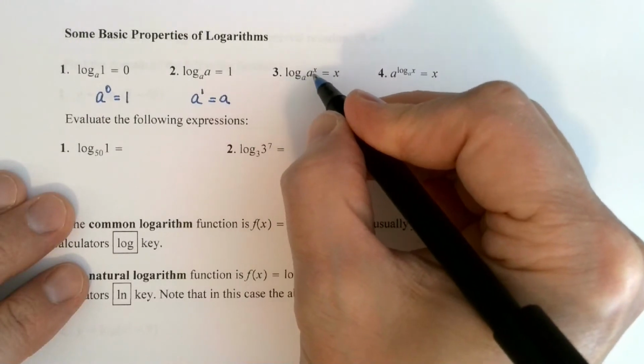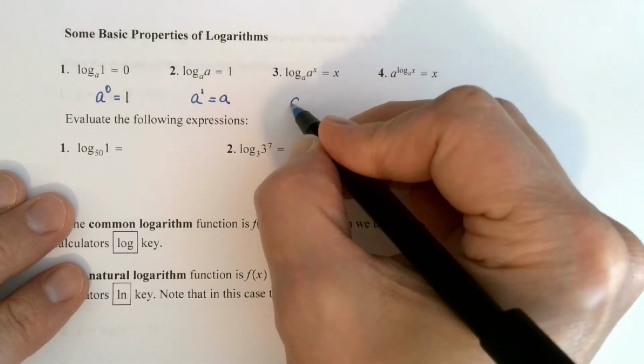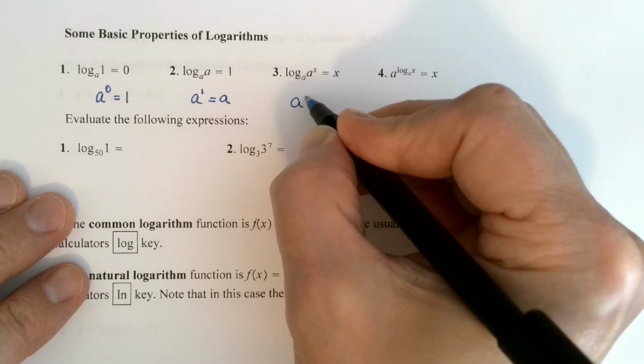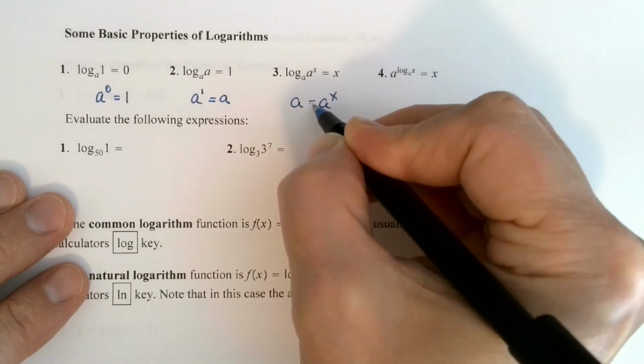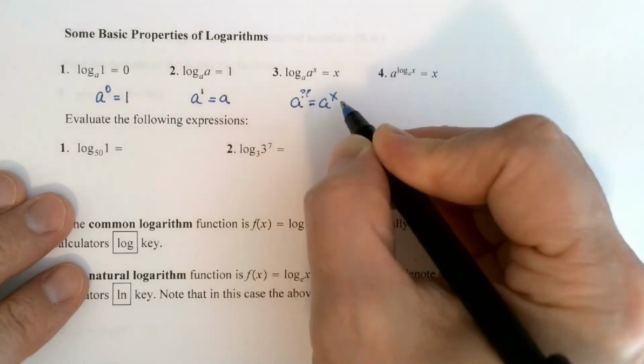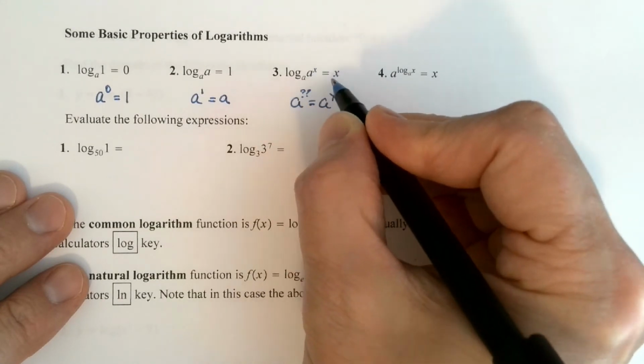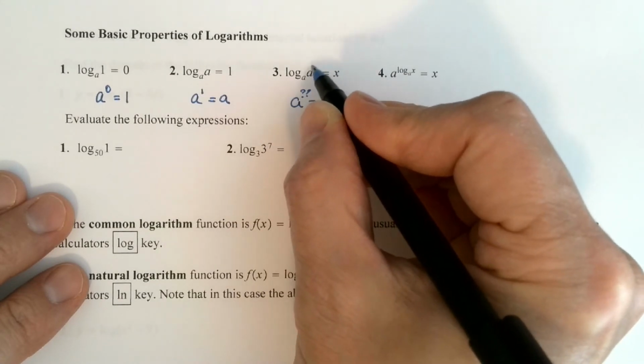Log base a of a to the x is x. Why? Because, well, you answered this question. A to what power equals a to the x? You know, what goes there? Duh, x, right? In other words, what we're saying is log base a of a to the x. What's the power on the base a needed to get a to the x?